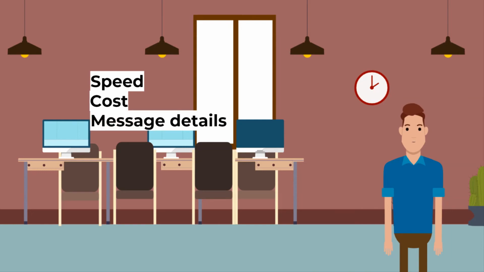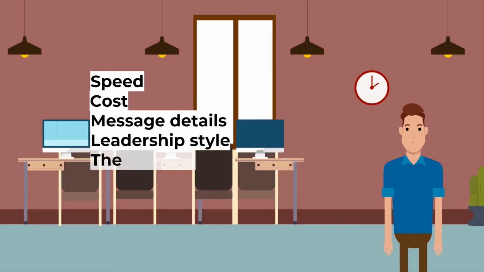Message details. If the message is very detailed, then written and visual methods will be used. Leadership style. A democratic style would use two-way communication methods such as verbal mediums. An autocratic one would use notices and announcements. The receiver. If there is only one receiver, then a personal face-to-face or telephone call will be more apt. If all the staff is to be sent a message, a notice or email will be sent.